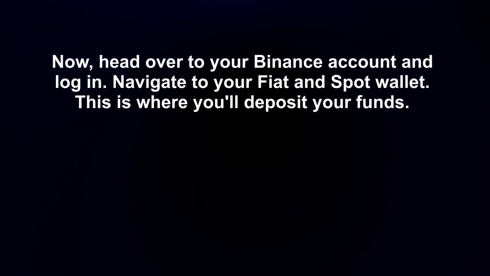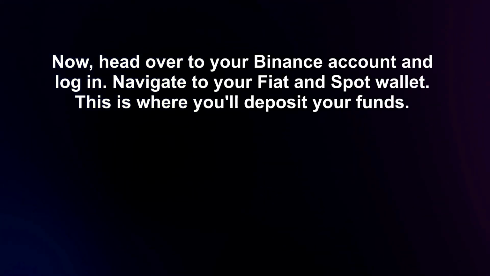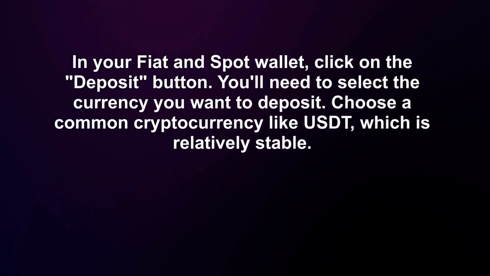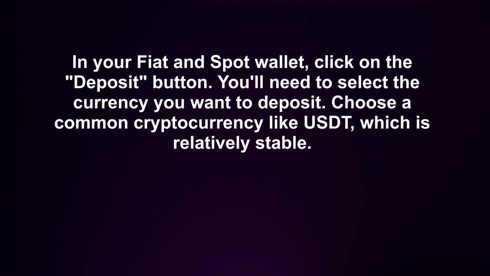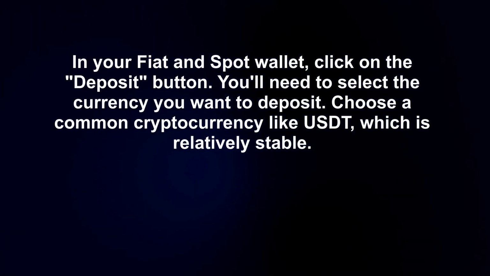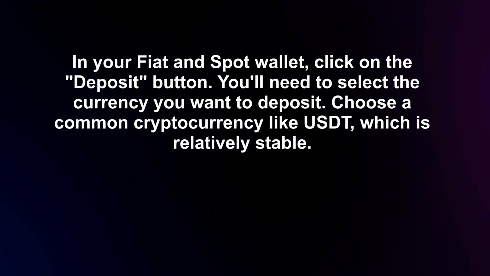Navigate to your Fiat and Spot wallet. This is where you'll deposit your funds. In your Fiat and Spot wallet, click on the Deposit button. You'll need to select the currency you want to deposit. Choose a common cryptocurrency like USDT, which is relatively stable.